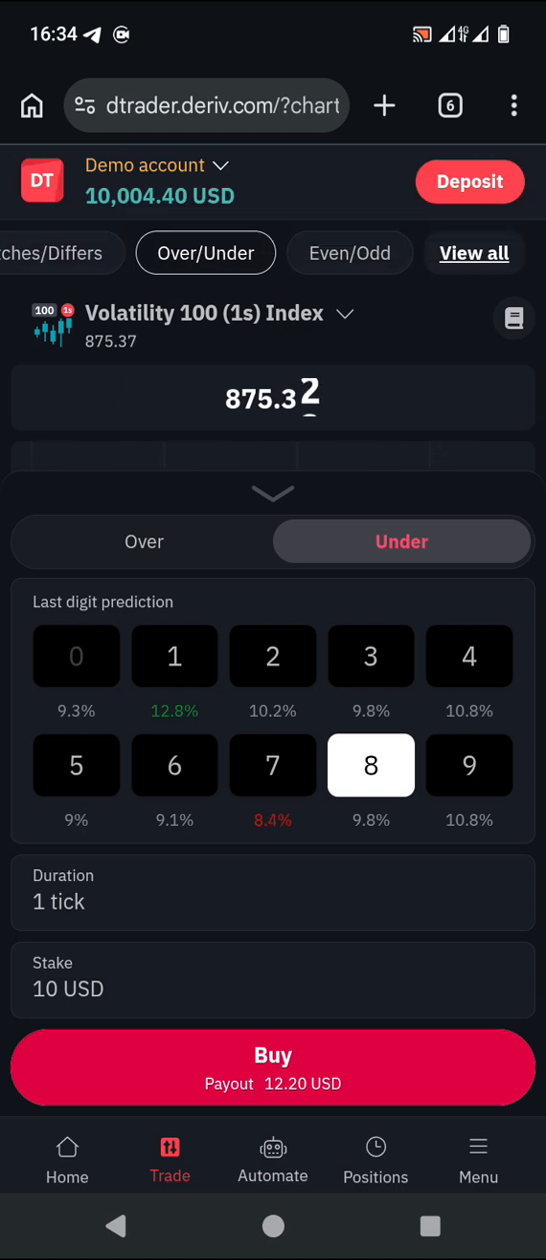Now this is another thing. Even high probability winning strategies have losses. So how do you handle losses? There are many different ways of handling losses, but remember this: the way you recover losses is very, very important, and I showed that in my Telegram channel. There is a strategy you can use to recover those losses and maintain your profit.